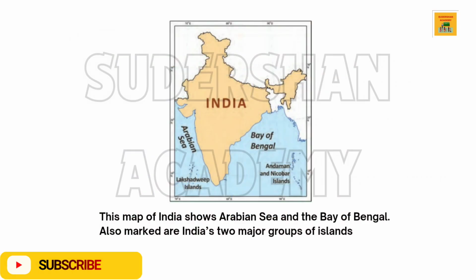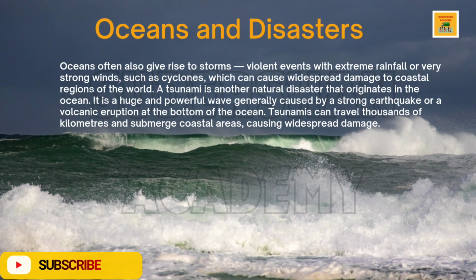This map of India shows Arabian Sea and the Bay of Bengal. Also marked are India's 2 major groups of islands. Oceans and disasters. Oceans often also give rise to storms, violent events with extreme rainfall or very strong winds, such as cyclones, which can cause widespread damage to coastal regions of the world.